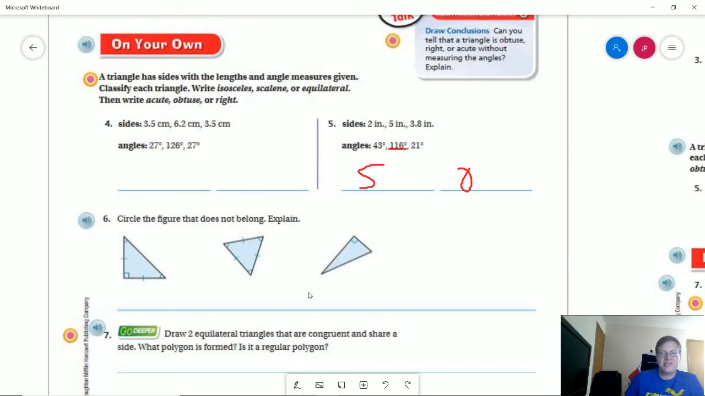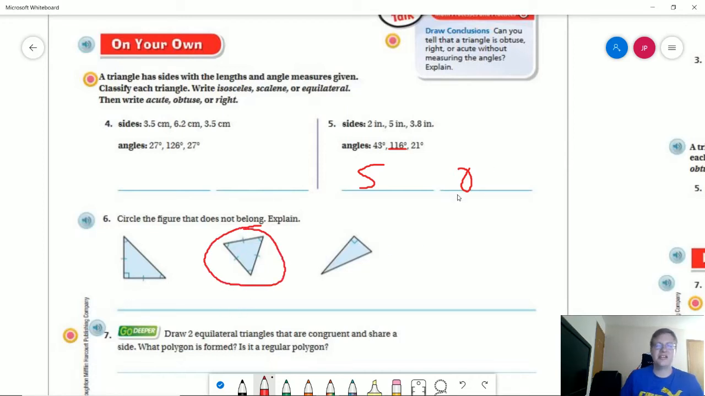So for number 6, if you want to argue the merits of this, the one that would not belong, I would argue, is this one because it is the only one that does not have a right angle.